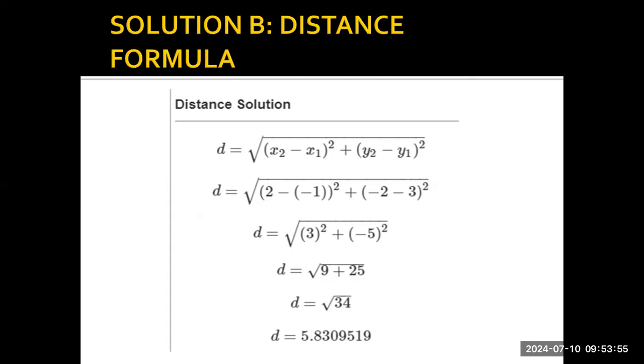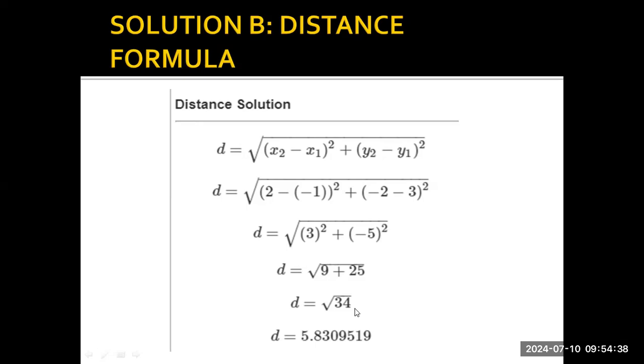Now after the substitution, let us do the arithmetic. So as you can see here, 2 minus -1 is the same as 2 plus 1. So we have this expression 3 squared. -2 minus 3 is the same as -2 plus -3. So that gives us the expression -5 squared. So 3 squared is 9, -5 squared is +25. So getting the sum, we have 34. So the distance between star X and star Y is square root of 34.